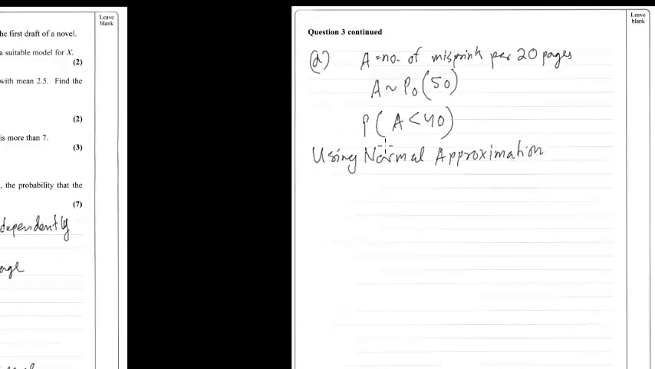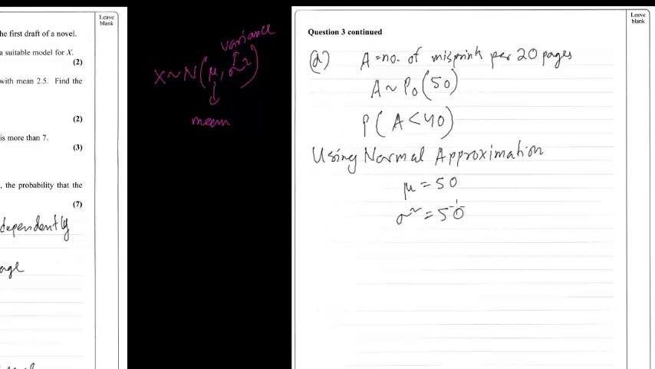Using normal approximation for Poisson distribution. For finding the normal distribution, we need two values, the parameters for normal distribution. I'm just writing the letter X as a convention. So mean and variance. We need these two. The formula says mu for the normal distribution conversion from Poisson is going to be lambda, which is 50. And sigma square is going to be lambda as well, again 50.